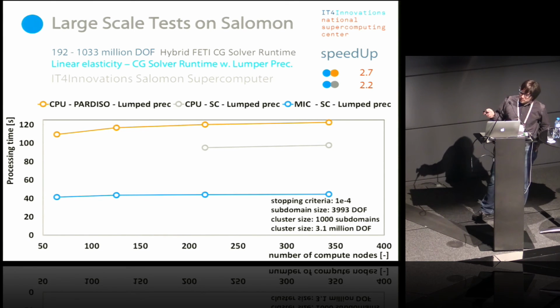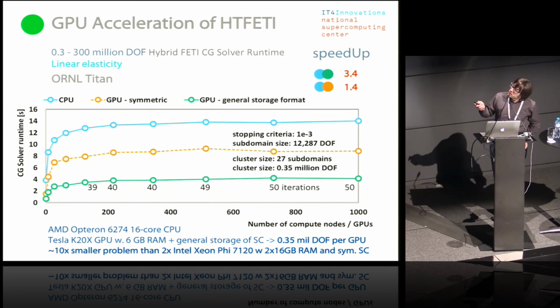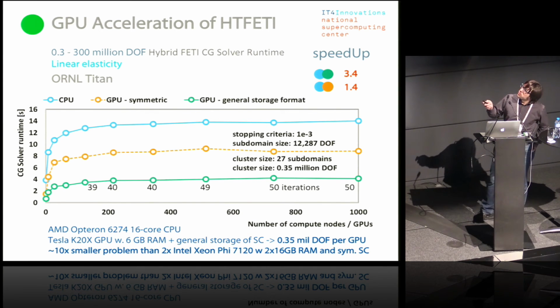And this is the same result on the GPU. We can again see that we have a speed up over 3.5 on the Titan machine if we use the GPU. But compared to the previous test, the Titan is using a fairly old AMD Opteron, while the Salomon has two Haswell processors.